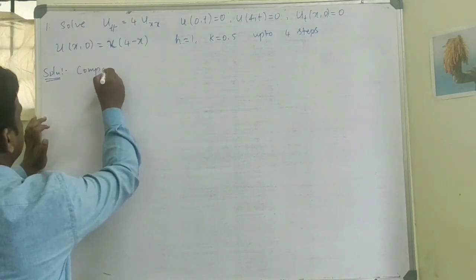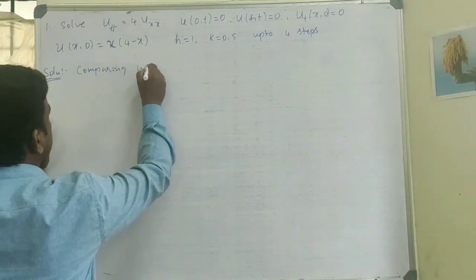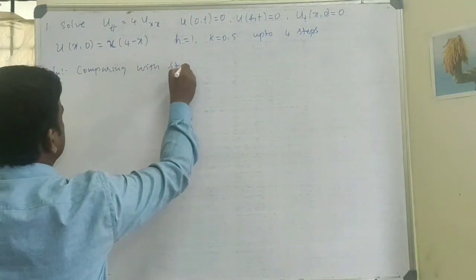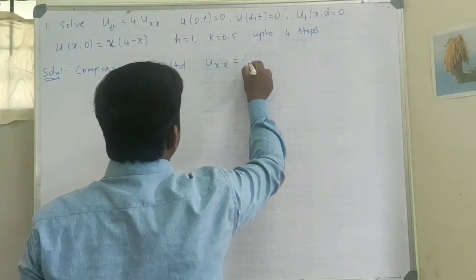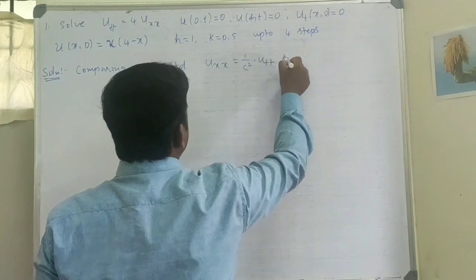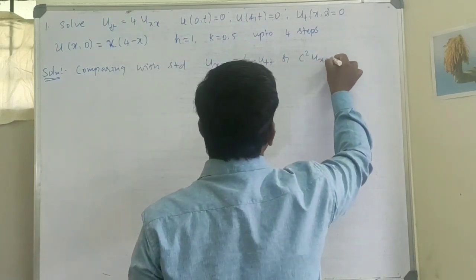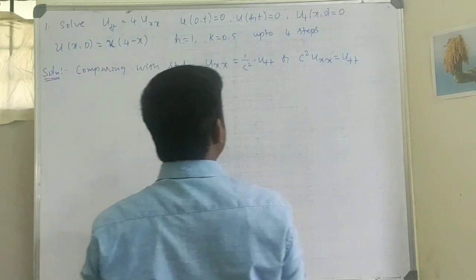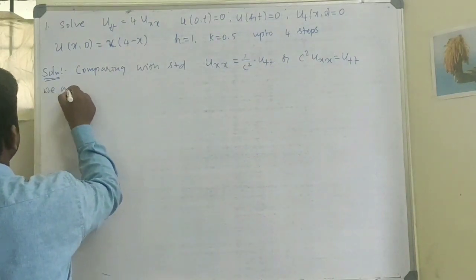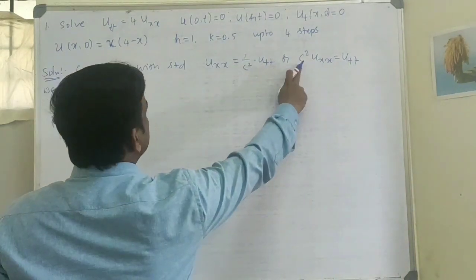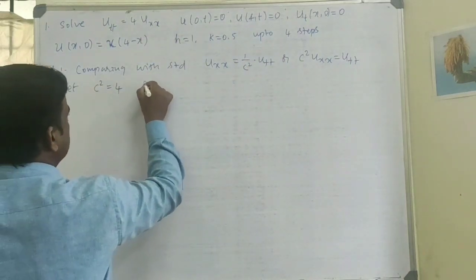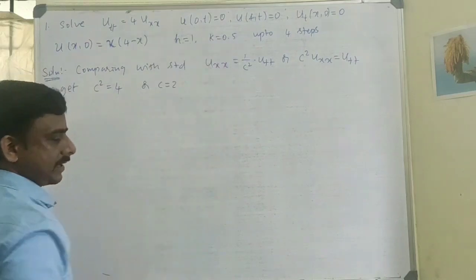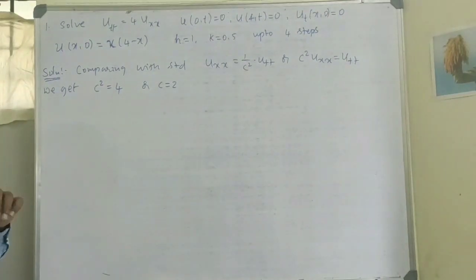Comparing with the standard equation, which is u_xx = (1/c²) u_tt, or c² u_xx = u_tt, we get c² is 4, or c equal to 2. Here h and k are directly given, so no need to worry about the formula k = h/c.